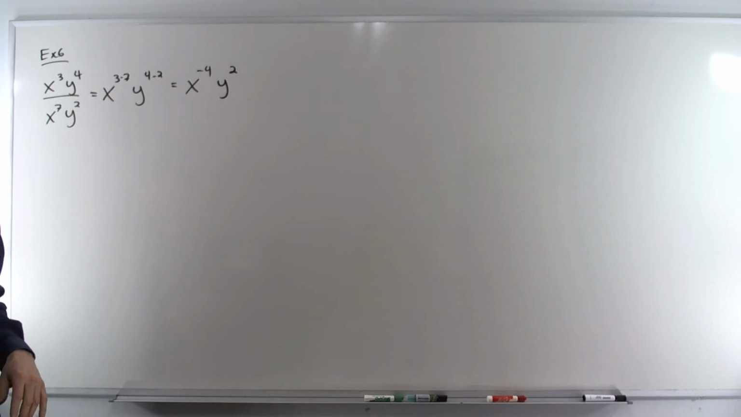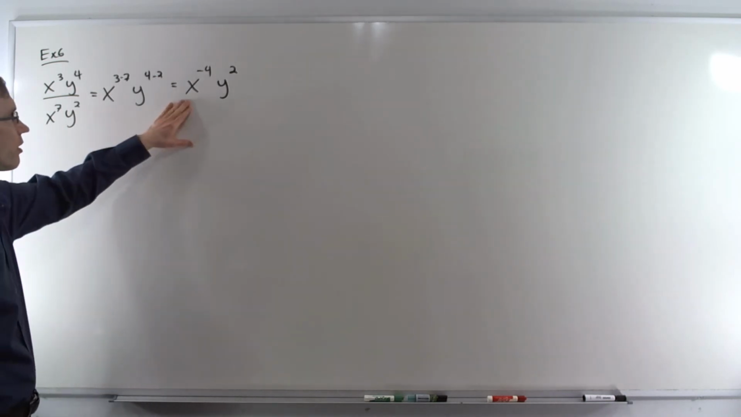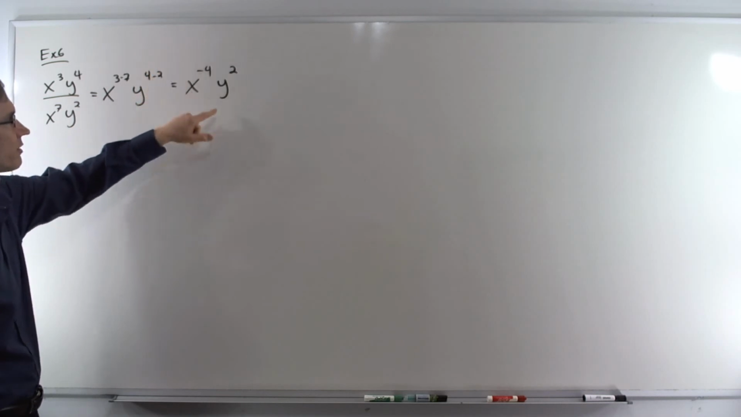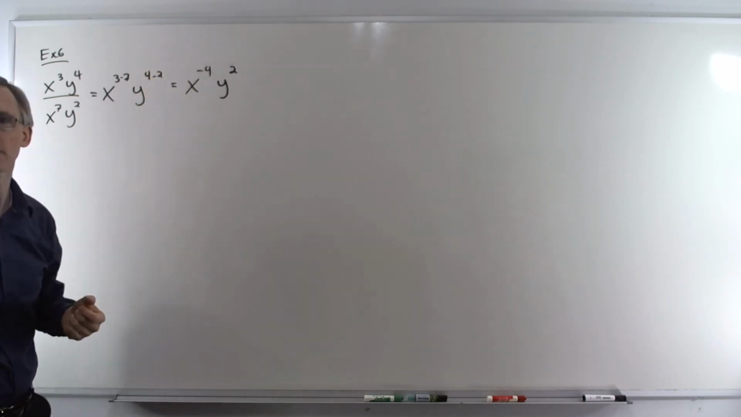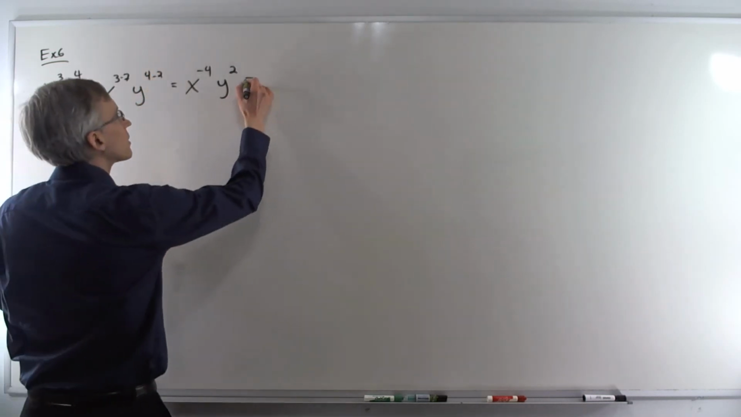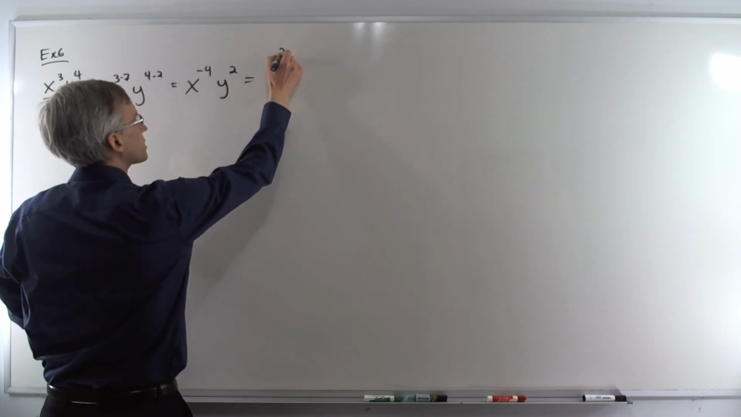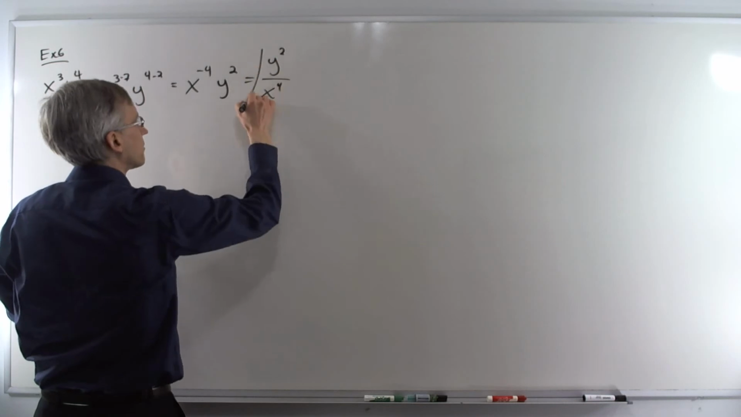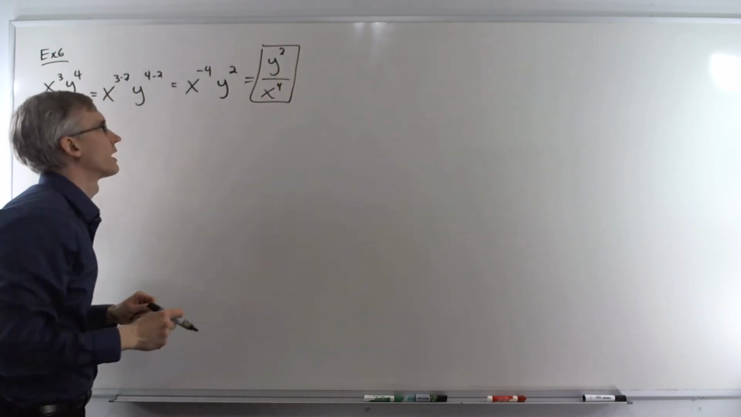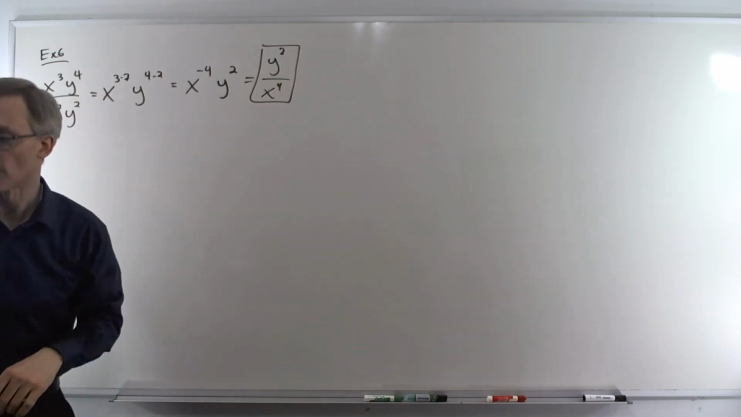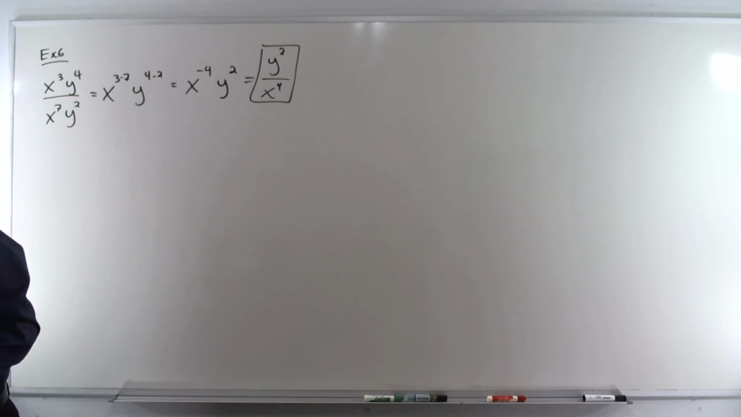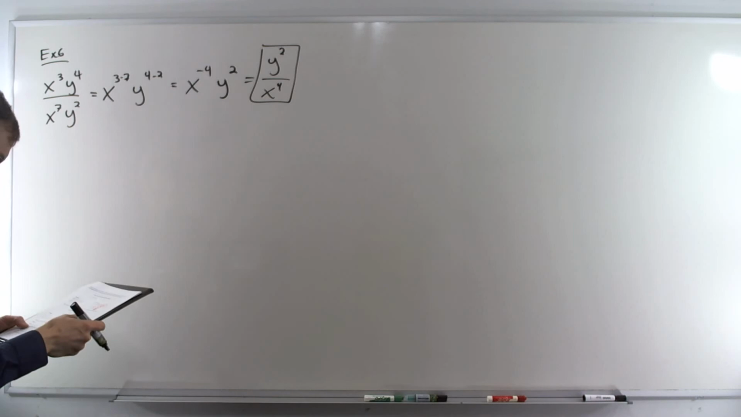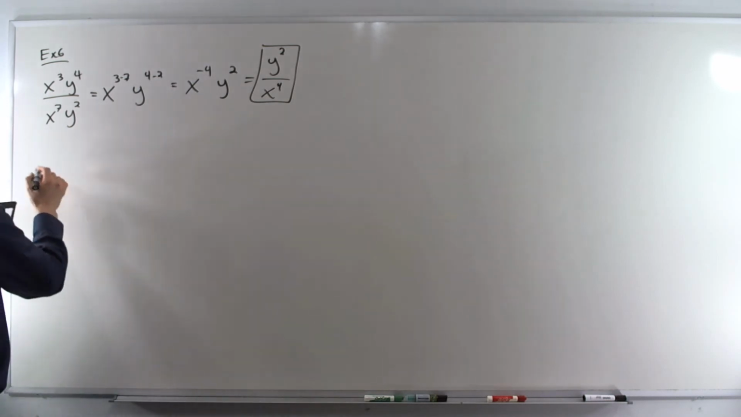Now, in order to be fully simplified, we have to get rid of all negative exponents. So I'm going to take this and move it down into the denominator and turn the exponent positive. So this becomes x to the 4th. The y squared stays on top. X to the 4th goes on the bottom. Final fully simplified answer is y squared divided by x to the 4th. Your turn, number 6.